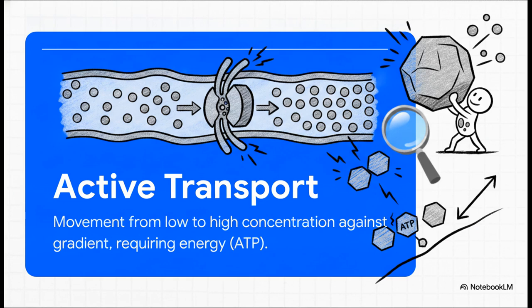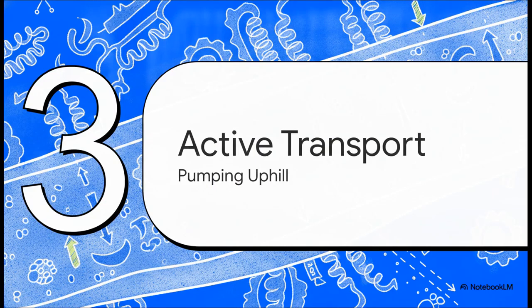Unlike passive transport, where things just lazily float downstream, active transport is the really hard work of pushing cargo uphill. You're moving from a lower concentration to a higher concentration, actively fighting that natural gradient. And just like pushing a heavy boulder up a hill, this requires energy. In the cellular world, that energy currency is known as ATP. Let's explore that in Section 3.